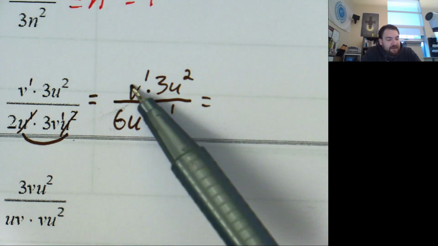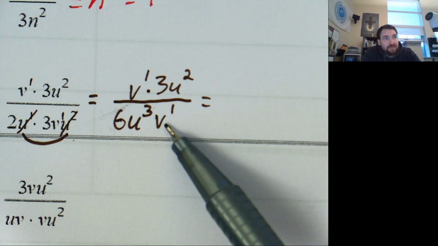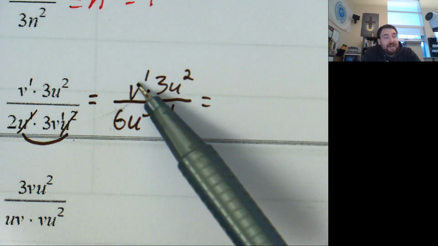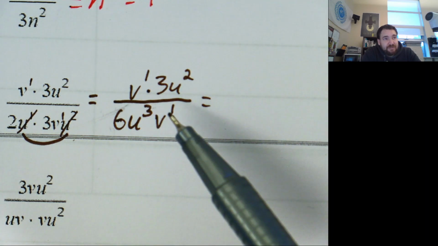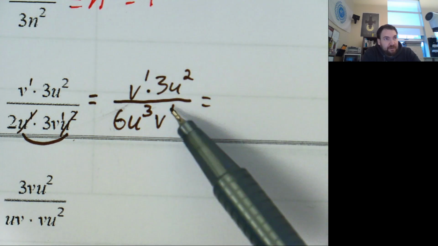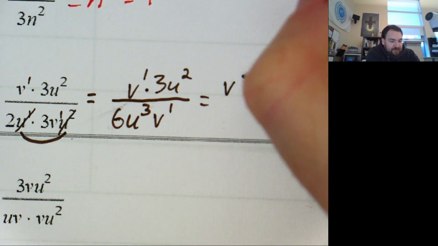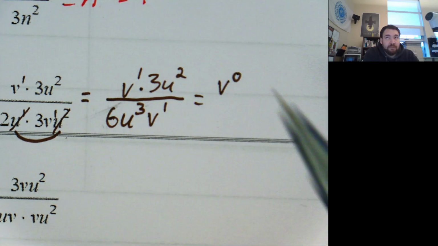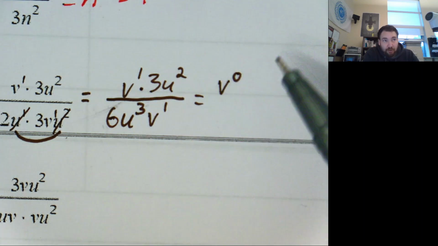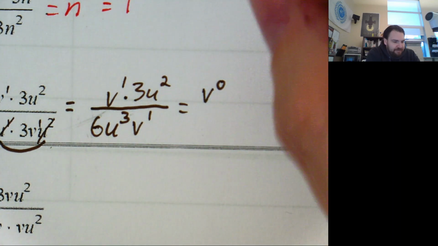When I divide these bases, what do you do with the exponents? I subtract them. Okay, cool. So what's 1 minus 1? 0. So this is going to be V to the 0. And when you do the subtraction, whatever's left goes up top. So 1 minus 1 is 0, and those are V to the 0.